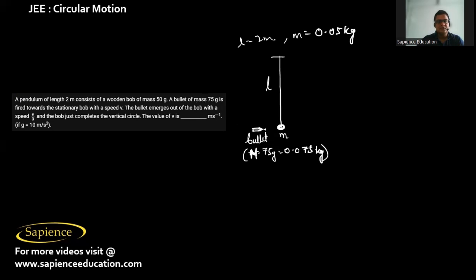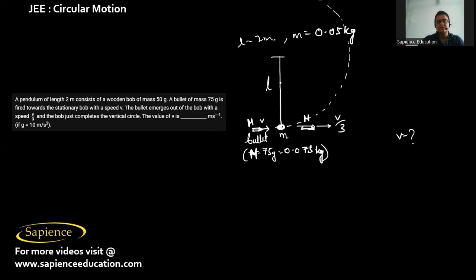It is fired towards a stationary bob with a speed v. Then the bullet emerges out of the bob with a speed v by 3. Its mass is m, and the bob just completes a vertical circle. So it is just able to complete a vertical circle, then the value of v is?